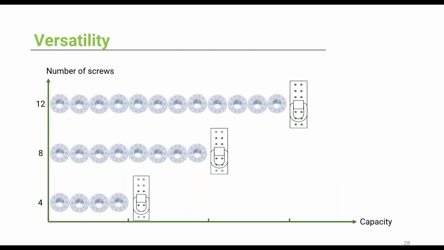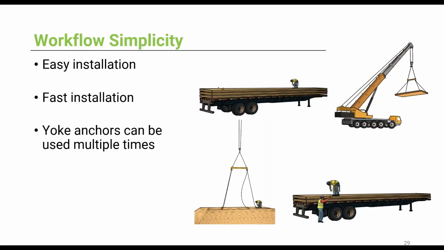The Yoke XL can be used in a 4, 8, or 12 screw pattern. This increases the capacity from approximately 2,000 pounds for thinner panels to about 8,000 pounds for thicker panels. The Yoke anchoring system offers an easier workflow. This is because the self-tapping screws make the installation easy, you can make a jig for fast installation, and the yokes themselves can be used multiple times.